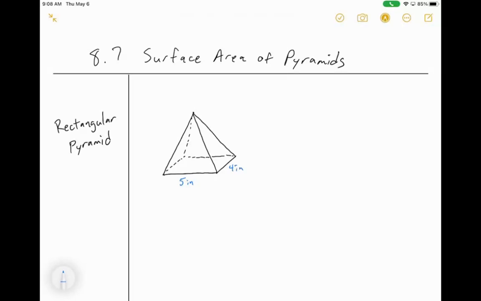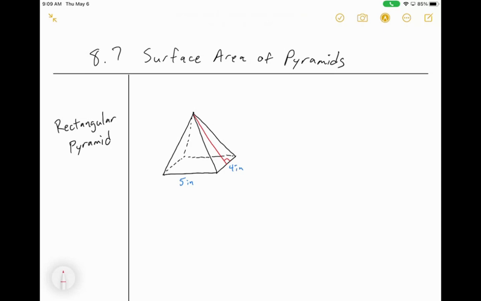Now, I'm going to introduce a new term for you guys. Remember, in order to find the area of the triangle, you need the height of the triangle. That's not the height of the whole shape, that's just of the triangle. So the rectangle is going to be easy, that's 5 and 4. But what we're going to need is a line that goes from the top of the triangle and makes 90 degrees with the triangle, not with the whole shape.